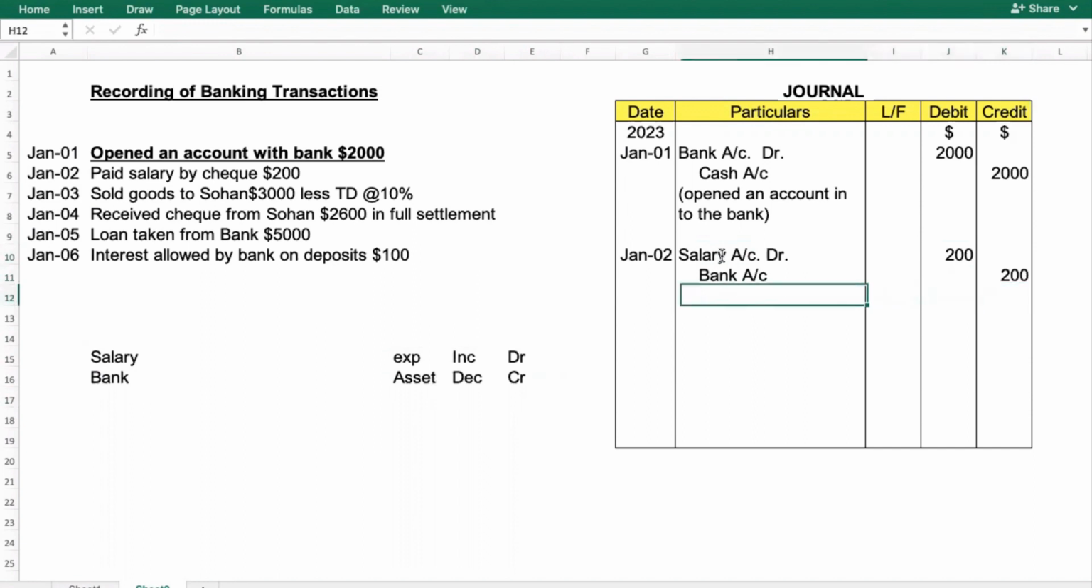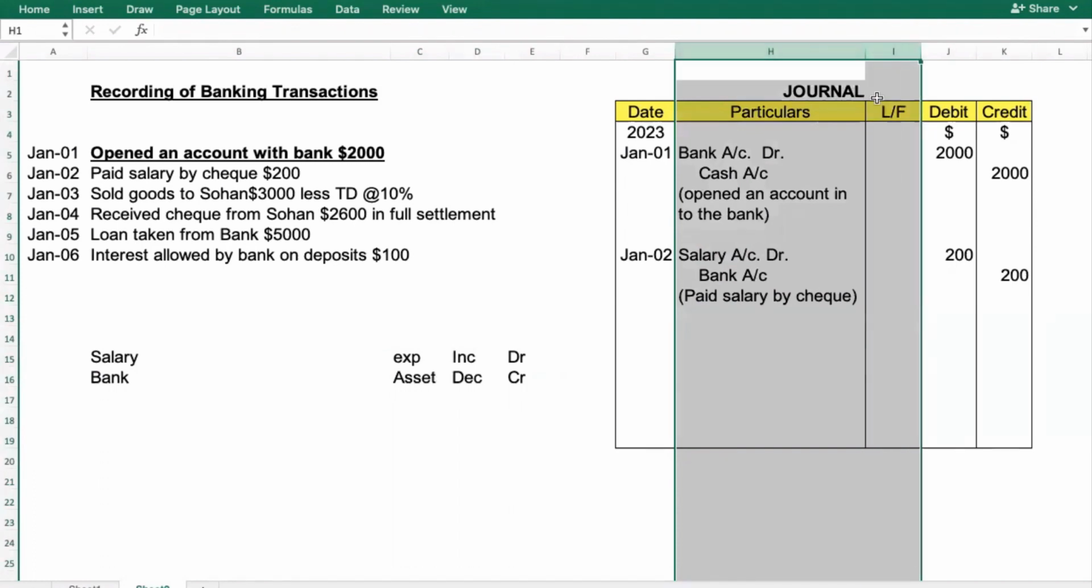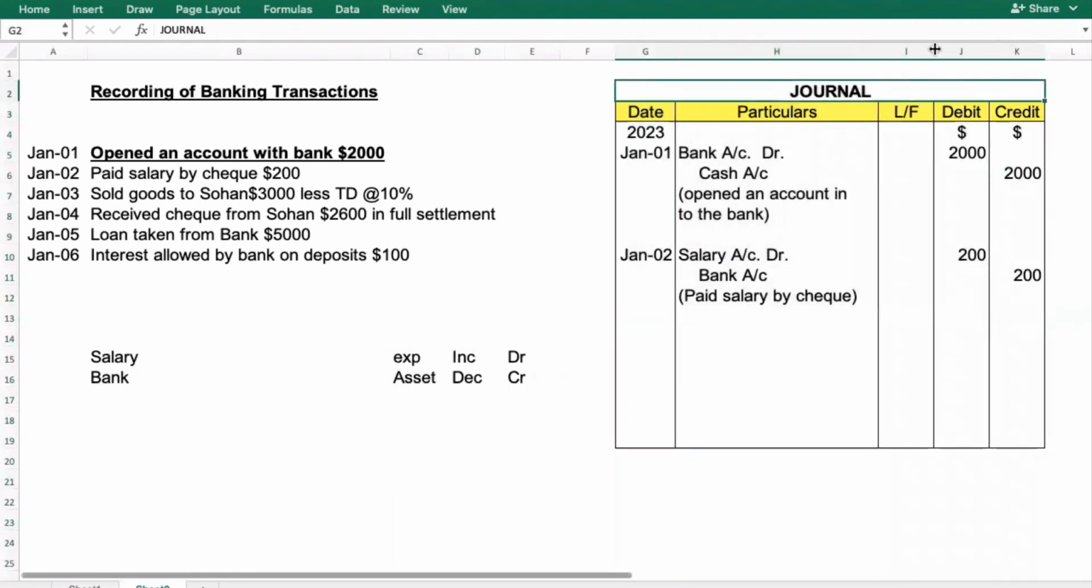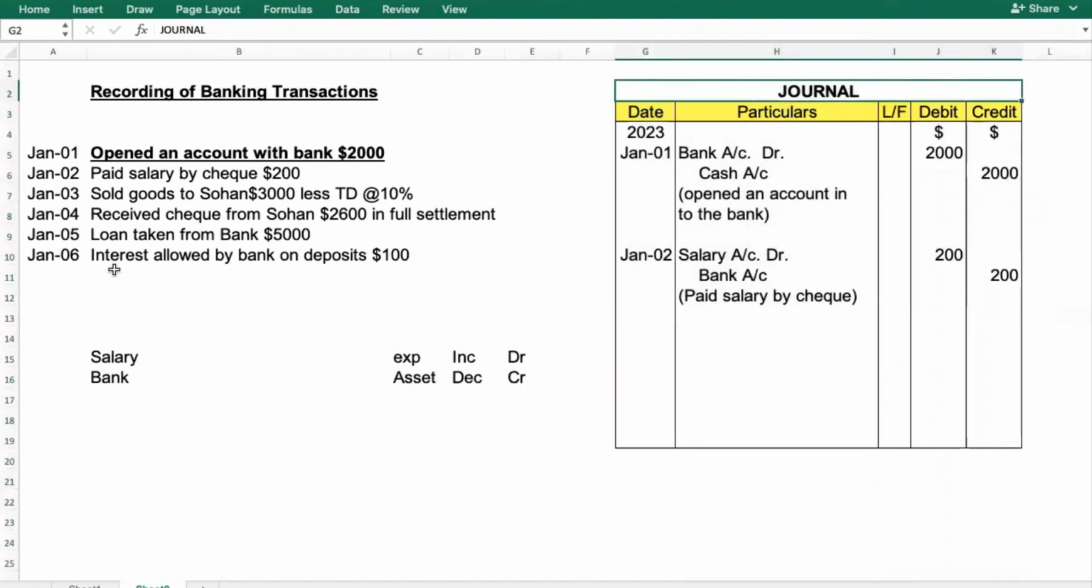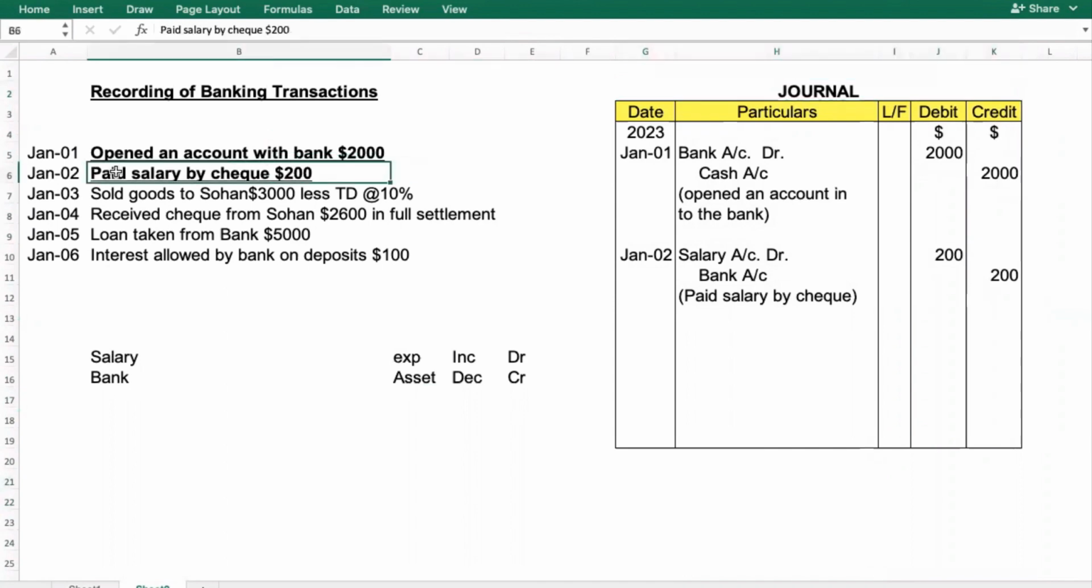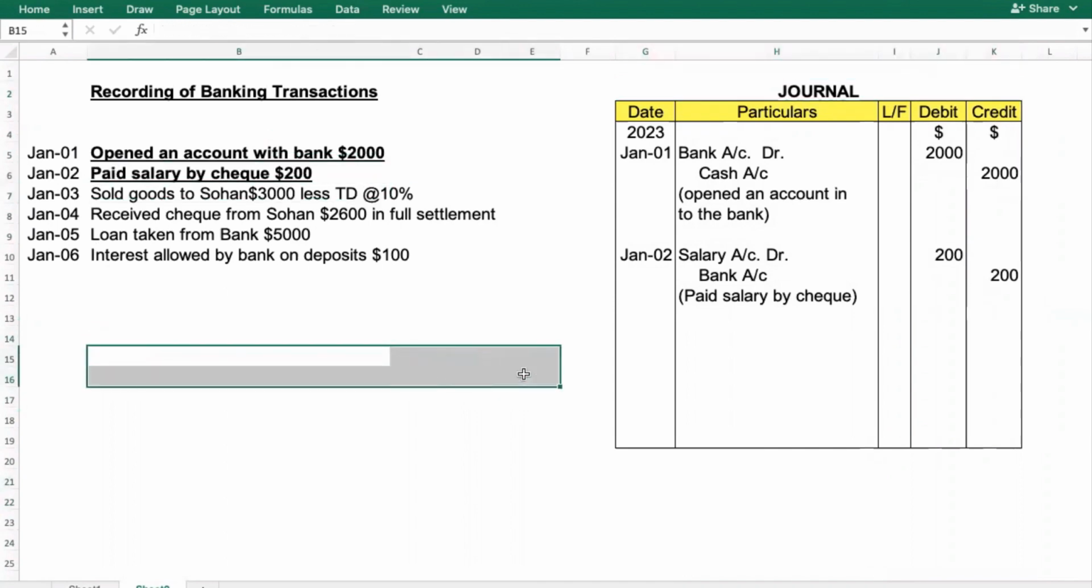For the narration we have to write: paid salary by check. Done. Understood the recording of the second transaction? Yes, sir. Now the second transaction is done. Now the third transaction, read out. Sold goods to Sohan, $3,000 less trade discount at 10%.